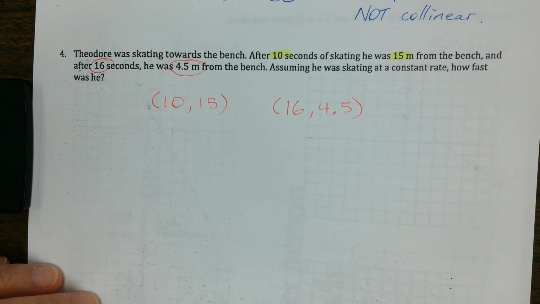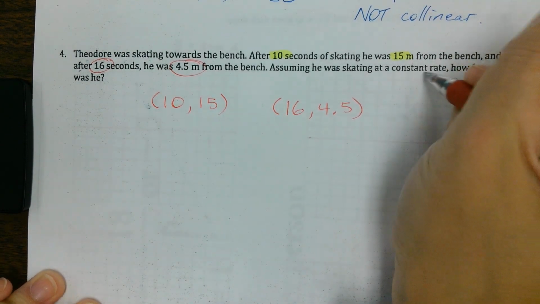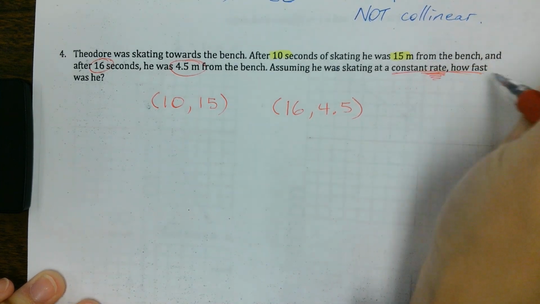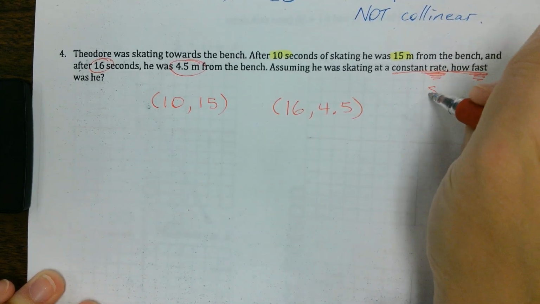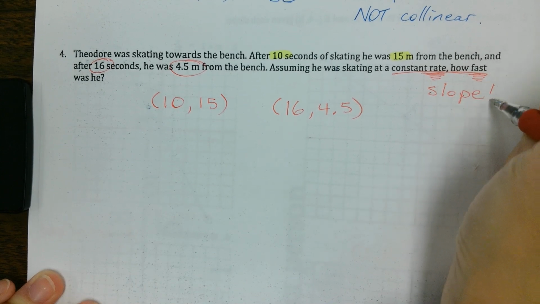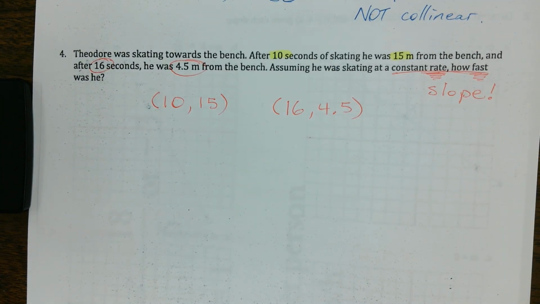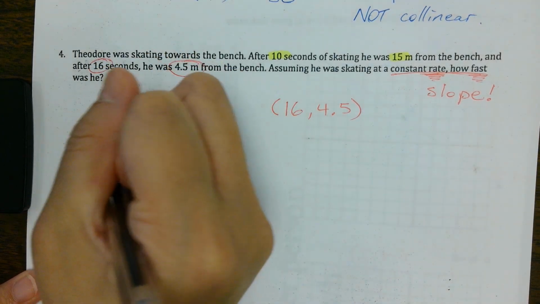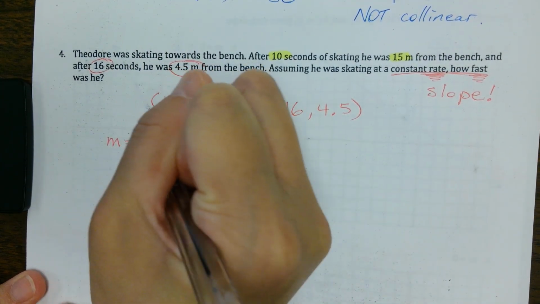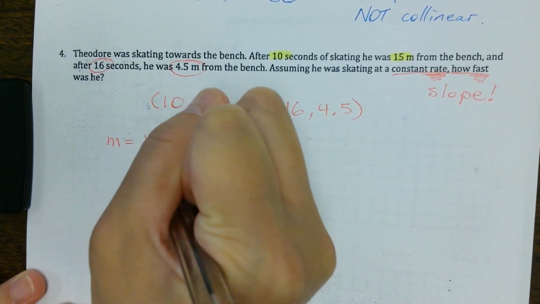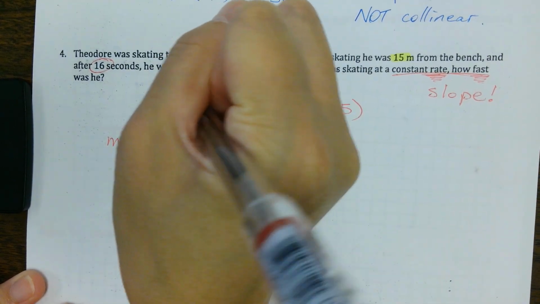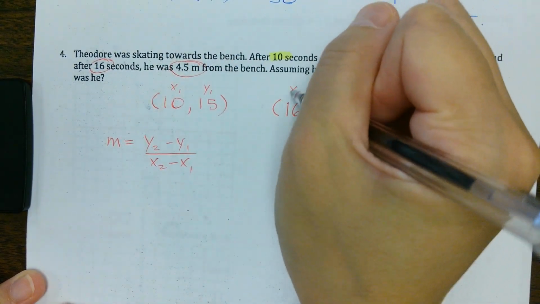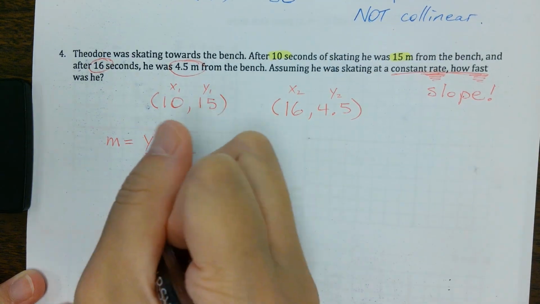Formula, find a slope, right? Whenever I ask for constant rate, how fast, aka slope, right? That's what it's asking you. Okay. So whenever I ask you for speed, the rate, it's just simply slope. Okay. So y2 minus y1 over x2 minus x1. Call this x1, y1, x2, y2.